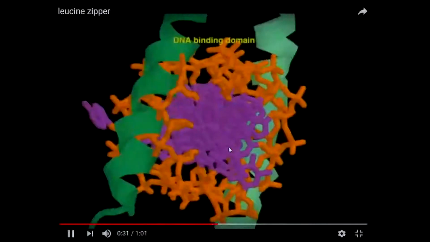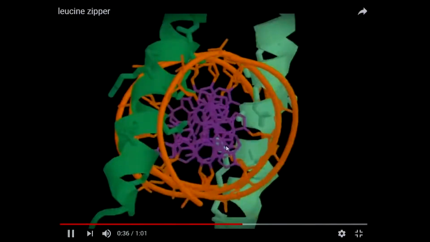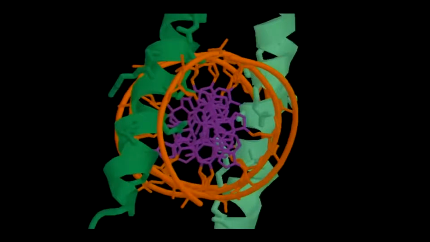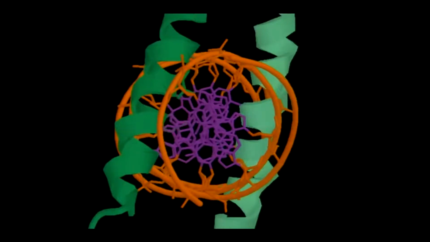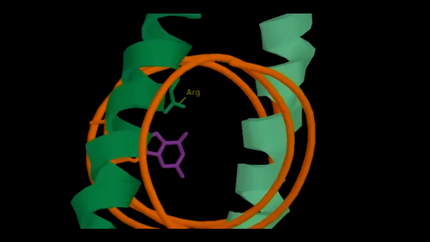Extensions of the two leucine zipper helices straddle the DNA major groove. Side chains from both helices extend into the groove to contact DNA bases. The specific interactions between side chains and bases are hydrogen bonds. In this example, an arginine residue makes two contacts with a guanine base.